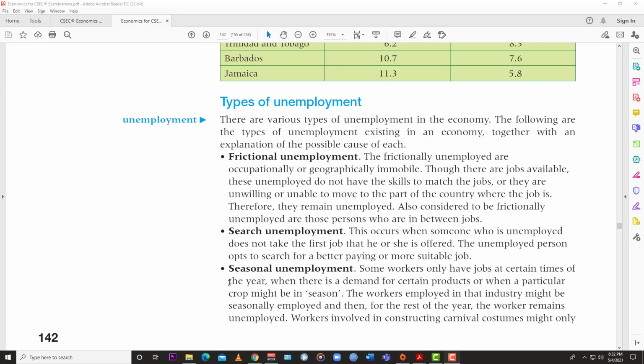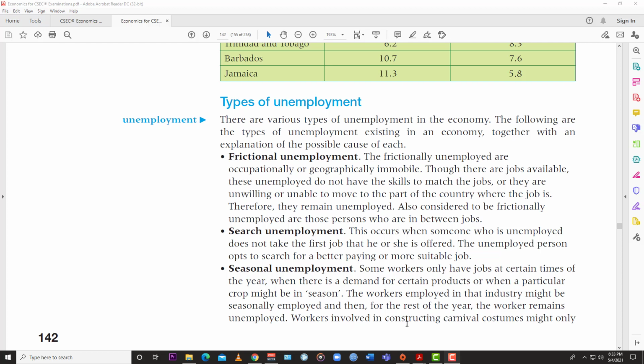Then we have seasonal. Now, seasonal unemployment, as the name suggests, some workers only have jobs at a certain time of the year, when there is a demand for certain products or when a particular crop might be in season. So literally season. The workers employed in that industry might be seasonally employed, and then for the rest of the year, the workers remain unemployed.